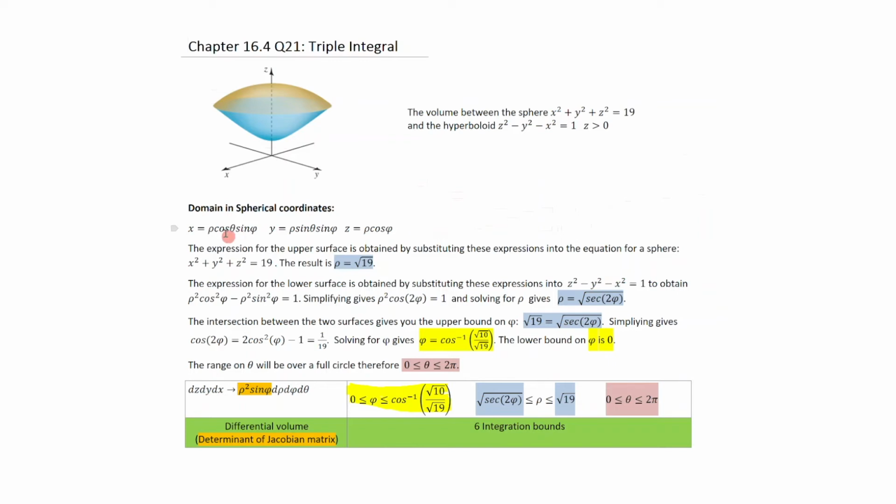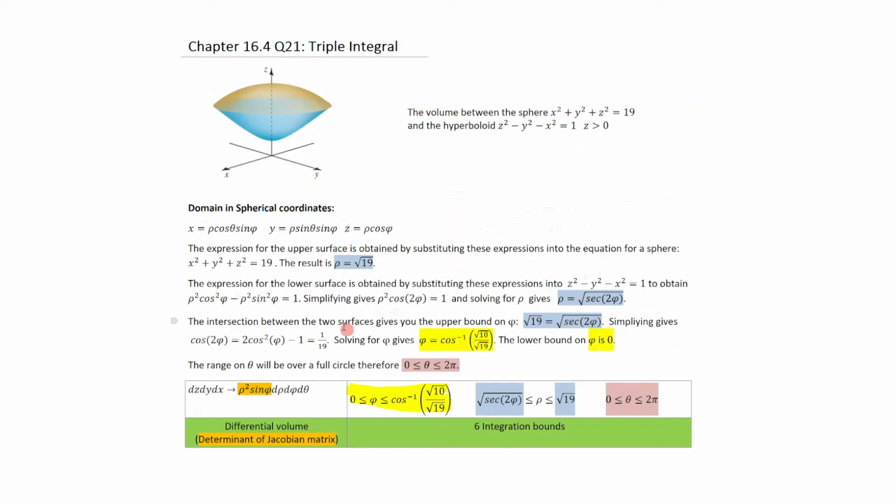So we just substitute x, y, and z into the equation for the sphere and equate, and we finally get rho equals square root of 19. For the lower surface, we make the same substitutions for x, y, and z into this equation, and we end up with this equation. This can be simplified using a trig identity. Cos squared minus sine squared is cosine 2 phi. If we then solve for rho, this is equal to the square root of secant 2 phi, because the cosine goes into the denominator and 1 over cos is sec.